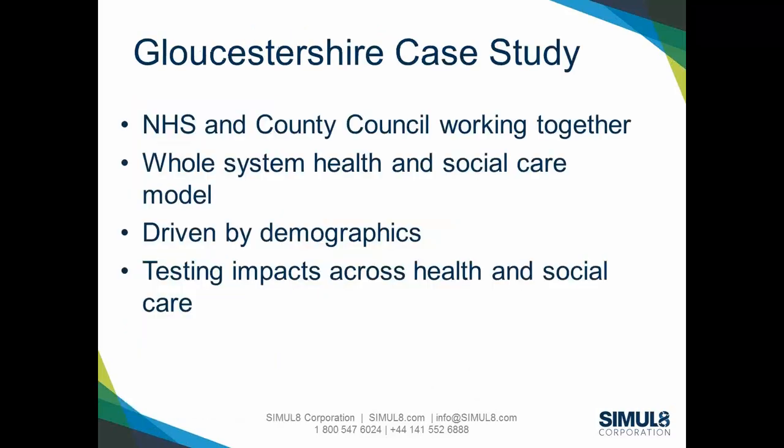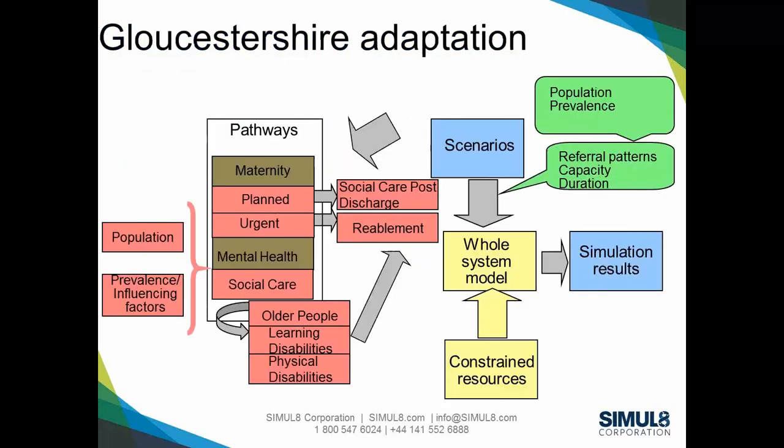I'm just going to refer to an interesting project that was carried out in Gloucestershire, which was the NHS and the County Council working together, looking at a whole system model for health and social care. Now, they were partly using this to try and understand how the flows worked across health and social care to enable them to work better together, but they wanted to also look at some specific scenarios to test. So they were looking at how the population was going to change and how that would impact both health and social care.